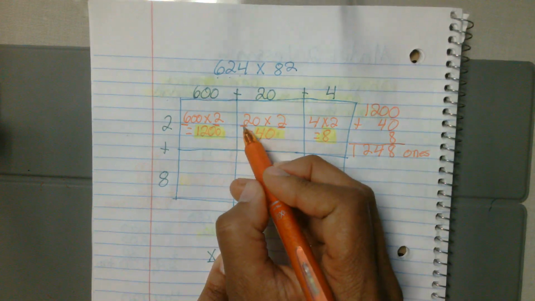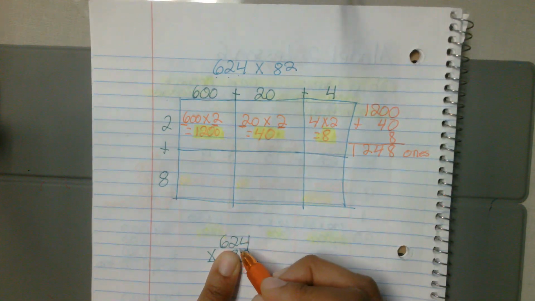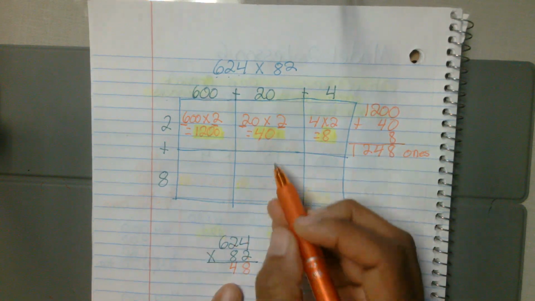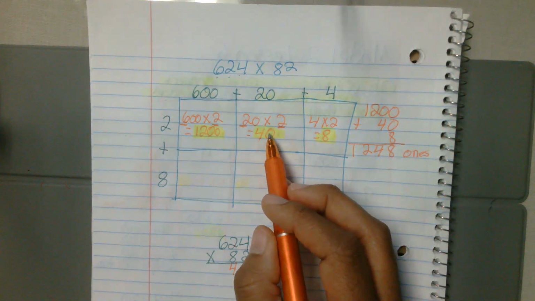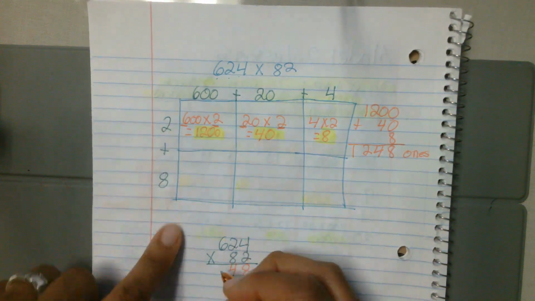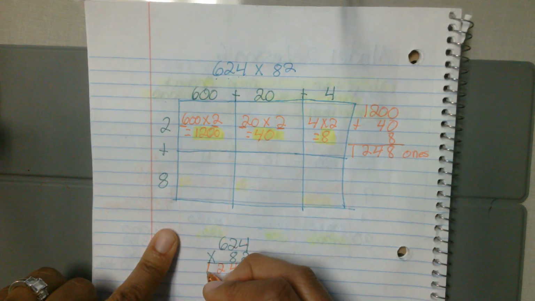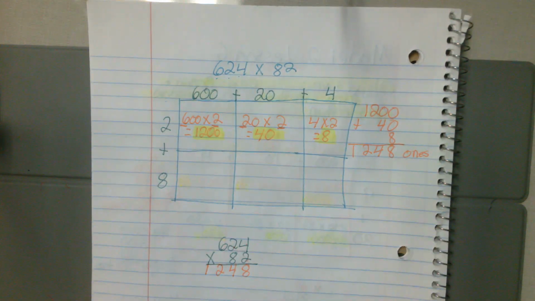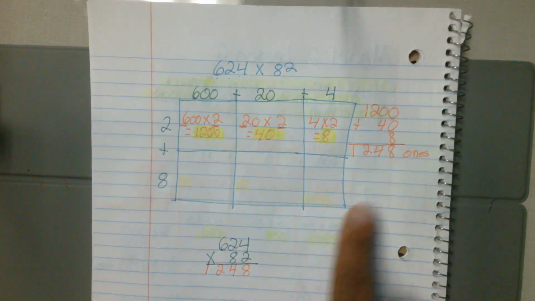Then did we not do 2 times 2? So 2 times 2 is 4. Remember that it is a 20, but we're just using the 2 right now. And then 2 times 6 is 12. So we have 1248. So it's checking out. My ones place is checking out with the partial products and the area model.